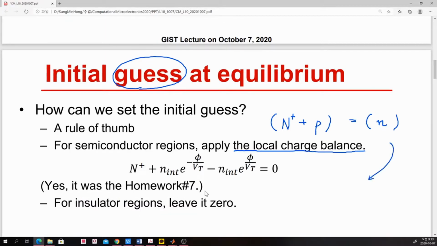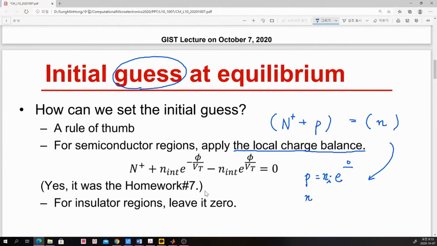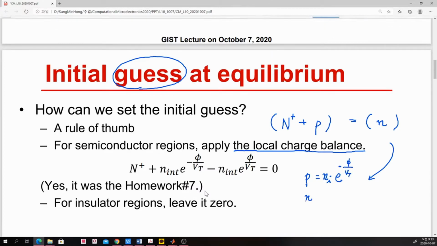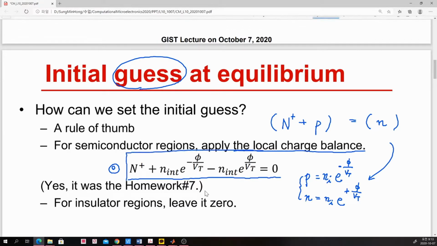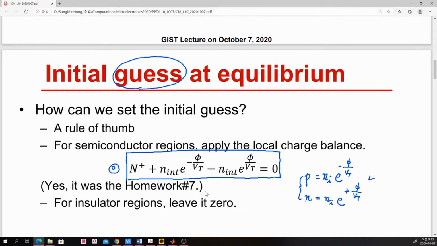Okay, once we accept this local charge balance, although it is not perfectly valid, after that, just apply the expression for hole and electron, which is given by Ni times exponential of minus phi over Vt, and Ni exponential of plus phi over Vt. You know it. Then we can easily follow this equation. Okay, so, and you can remember that you have already solved this problem.